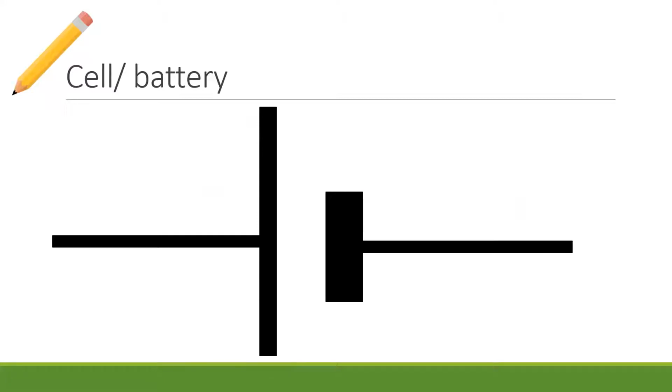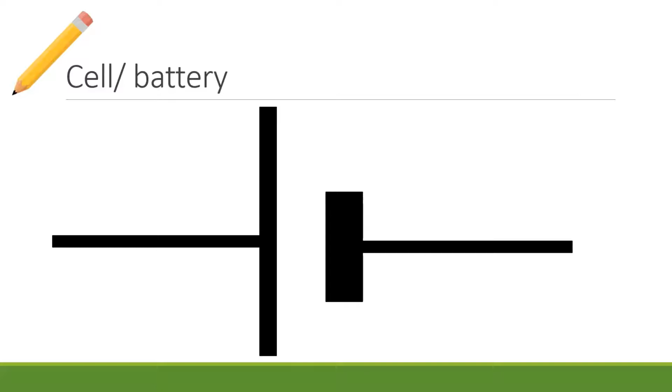Now, the cell or the battery has two sides, okay? It has a positive side and a negative side because a battery always has a positive and negative. Now, this is going to be a bit of a challenge for you guys. You need to find a way to work out which side is positive and which side is negative. How I remember which side is positive and negative is by using this.